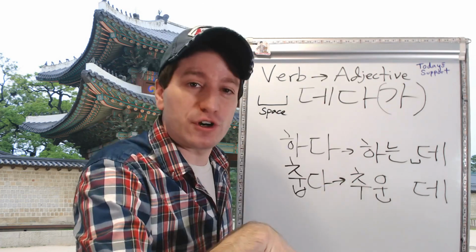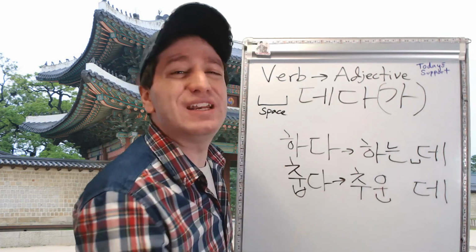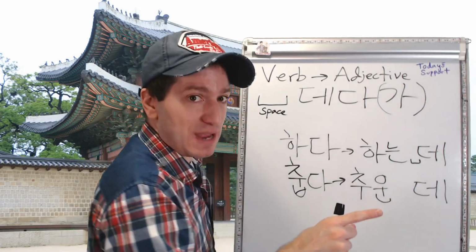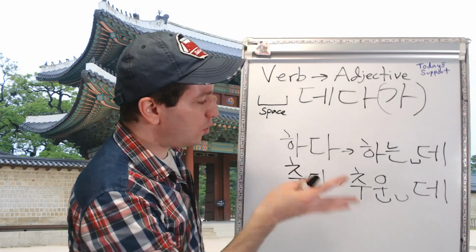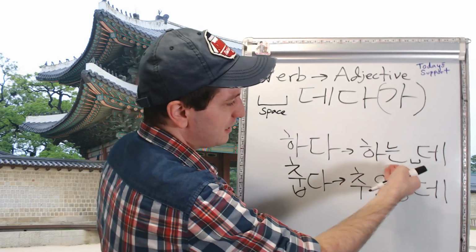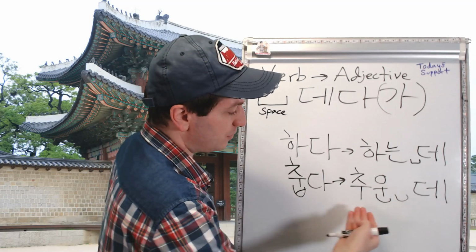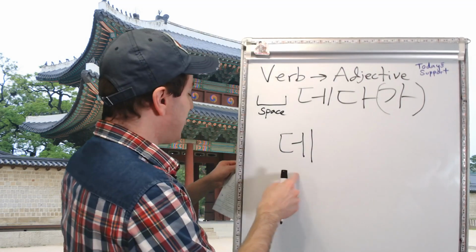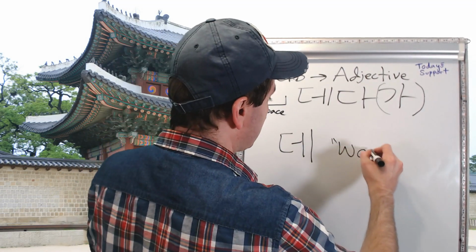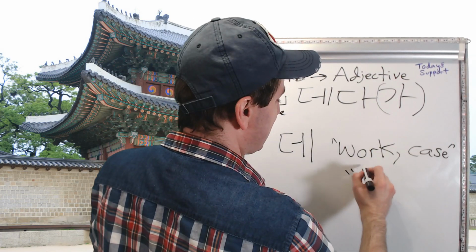So you change a verb, whether that verb is an action verb or a descriptive verb, into an adjective. Then you add a space, and then you attach 데다가. So 하다, to do, would become 하는 space 데. 춥다, to be cold, would become 추운 space 데. This 데 means a work, like some sort of thing that happens, or a case, or even like a thing.